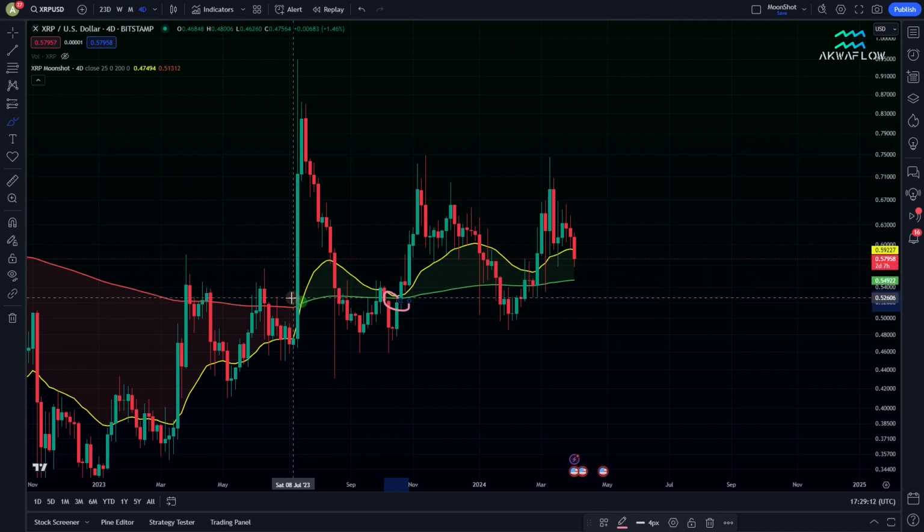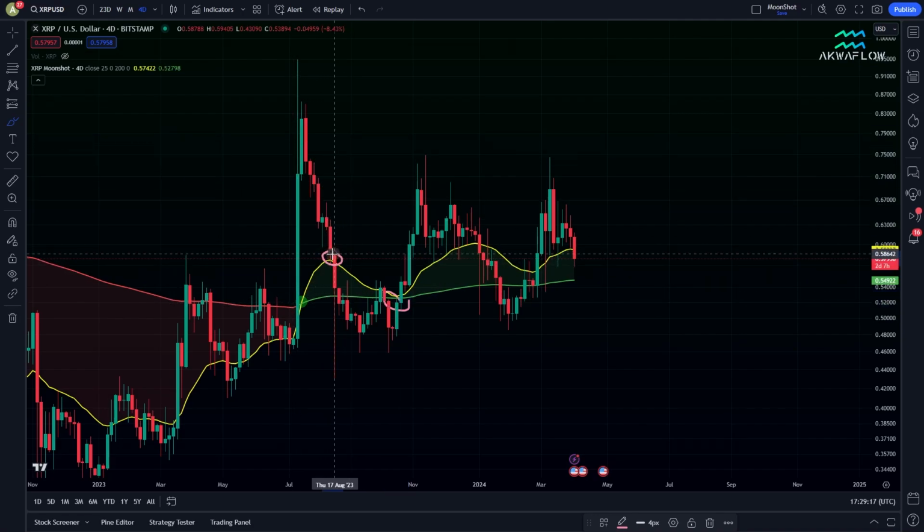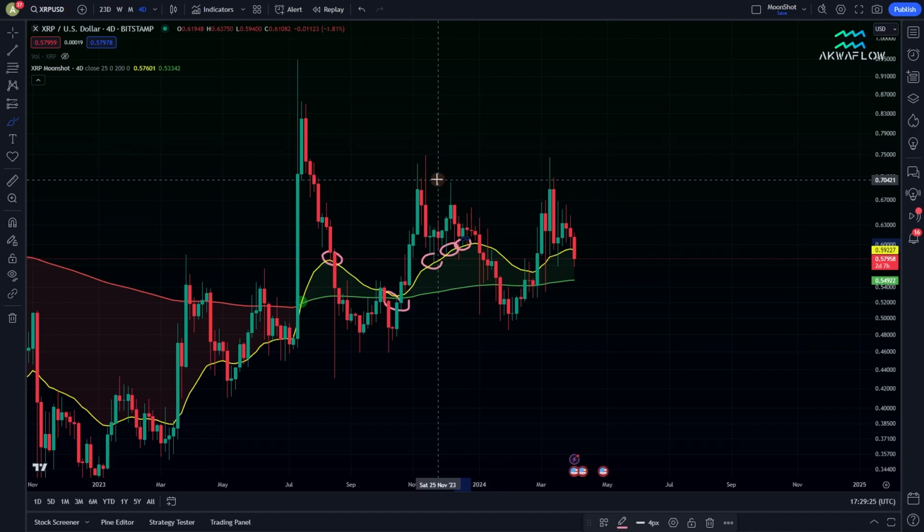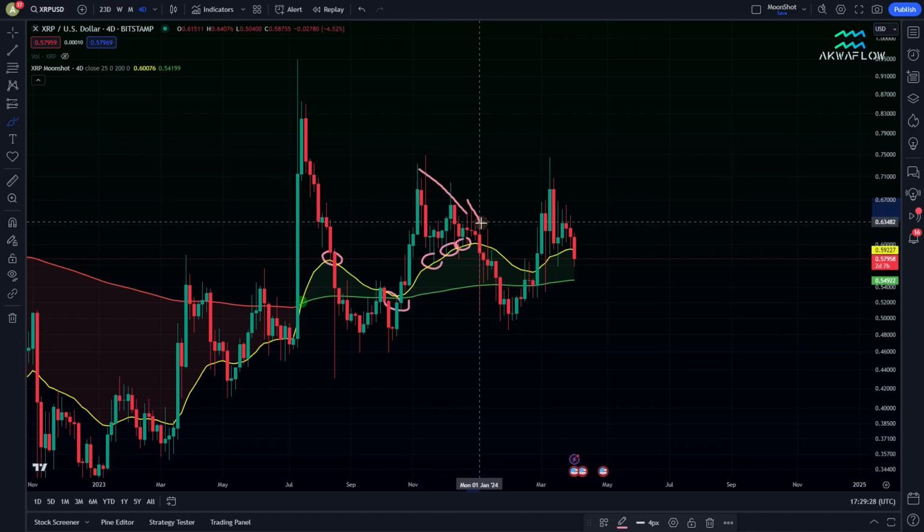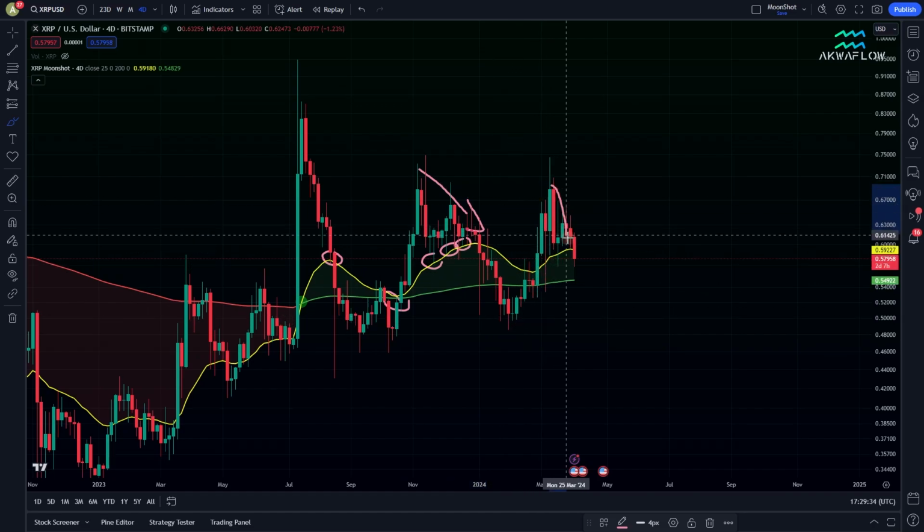This is what we saw when we were there. We went up, went down to retest the line. We couldn't, we crossed it. Here we went up, we went down to retest the line as a support. We could, but with the downside pressure at the end, we crossed it to the downside again. And then we went up again, and right now we are testing the line as a support.